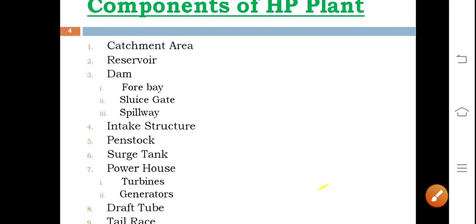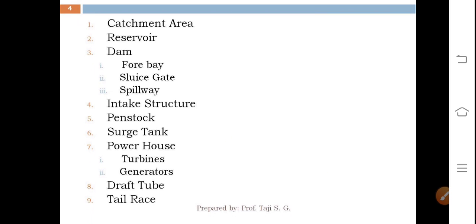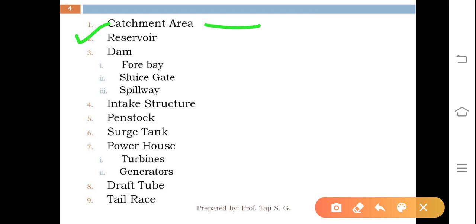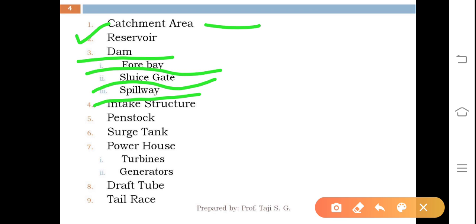Components of a hydropower plant, different components. We will see the different components of a hydropower plant. One, catchment area, reservoir, dam, because we have to construct the dam across the reservoir so that we can control the outflow of water into the penstock, forebay, sluice gate, if sluice and spillway are provided, and intake structure. In order to remove the debris, whatever mechanism we provide, we call it intake structures.